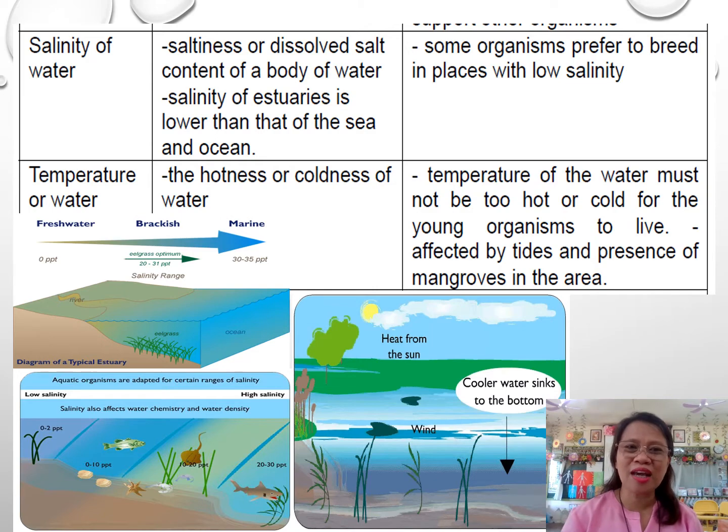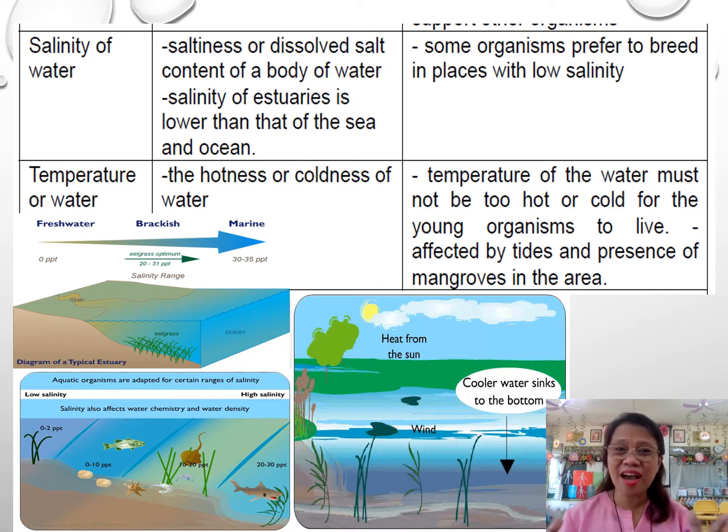Aside from the amount of sunlight, we also have salinity of water. What do you mean by salinity of water? Now, this is the saltiness or dissolved salt content of a body of water. Salinity of estuaries is lower than that of the sea and ocean. Diba I told you a while ago that the river meets the sea in an estuary. No. And you know that the water in the river is tubig tabang. Tabang man siya, tabang. And then, sa sea, salty.